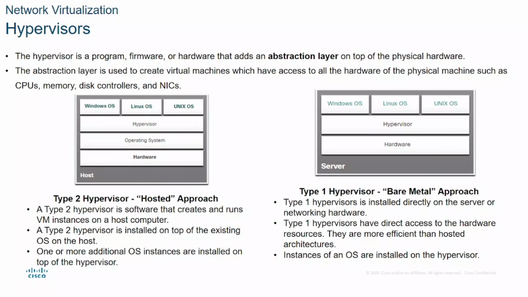Then for the type 1 hypervisor, it is installed directly on the server or networking hardware. Type 1 hypervisors have direct access to the hardware resources, and they are more efficient than hosted architectures. Instances of an operating system are installed on the hypervisor.